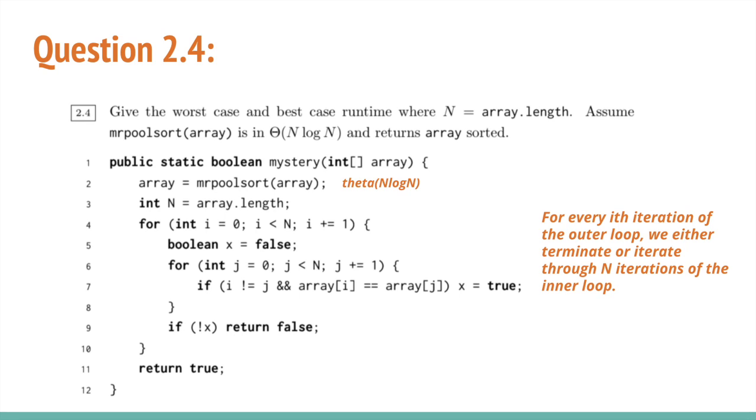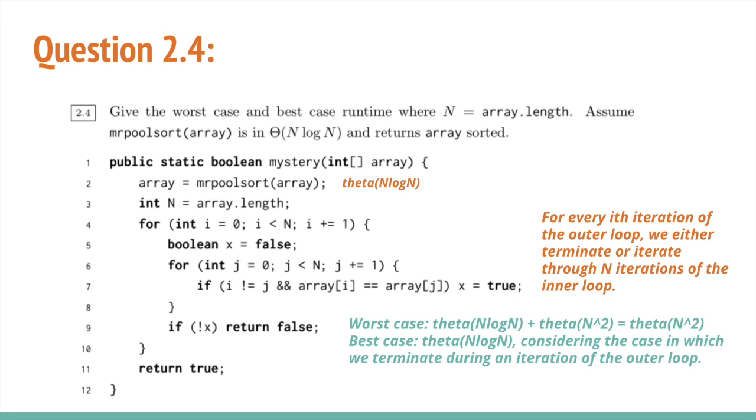So in the worst case, the function never terminates during the inner loop, so we have the runtime to be theta n log n from the initial sorting, plus theta n squared for the double for loop, which is bounded by theta n squared. In the best case, we terminate early, so the runtime is given by just the runtime of the sorting subroutine, theta n log n.